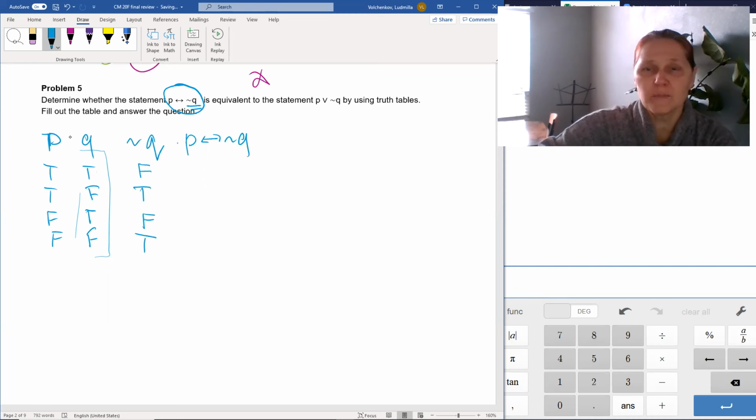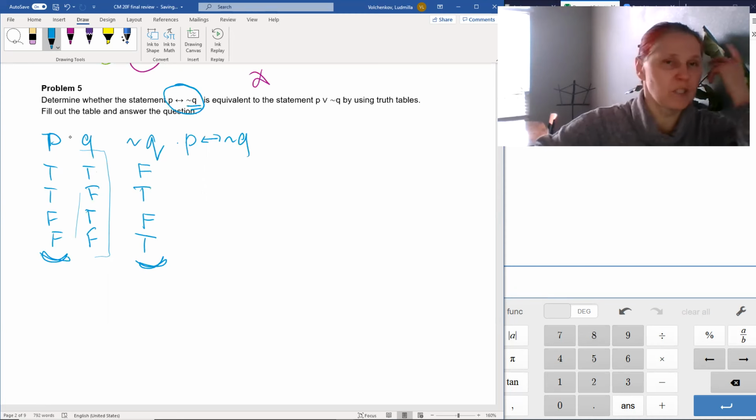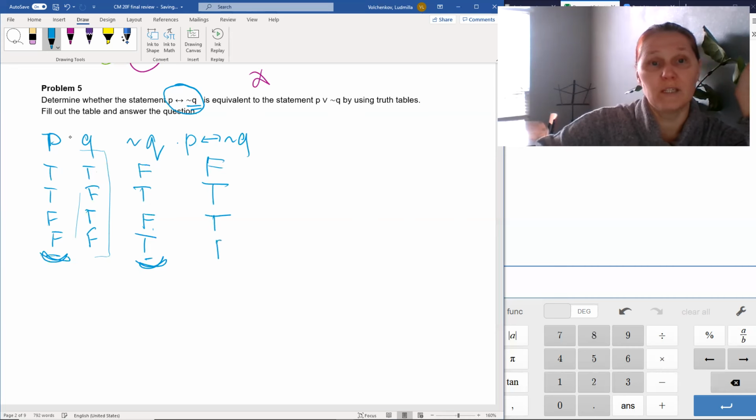Then the next column, P if and only if not Q. This time we compare this column and this column. In every line we look if the values are the same, then biconditional is true. In the first line, we have T and F. They are not the same. Biconditional is false. T and T, true. F and F, they are both the same. So biconditional is true. And in the last line, false and true, they are different. Biconditional is false. The second statement, P or not Q.